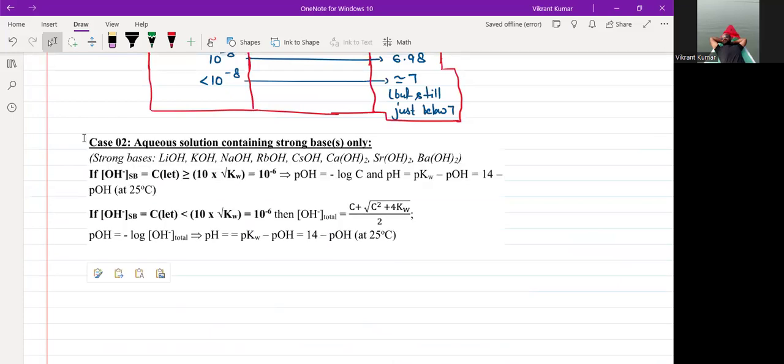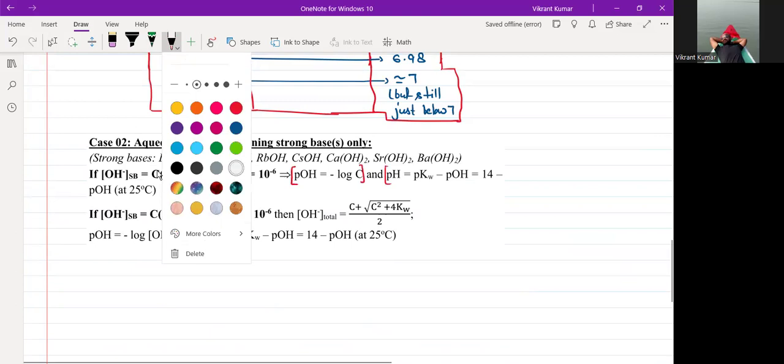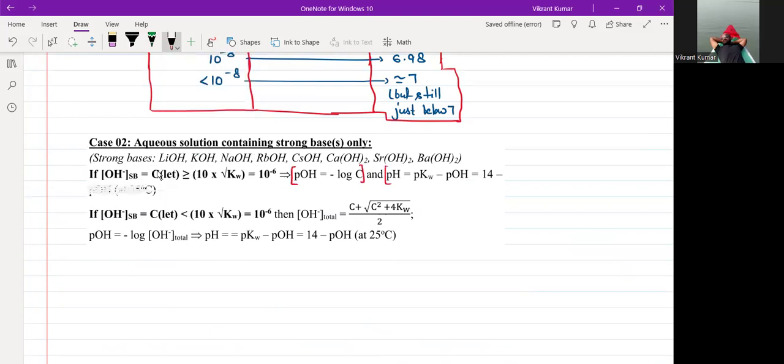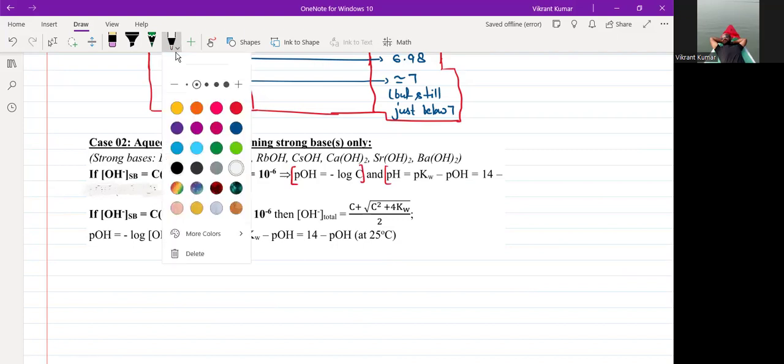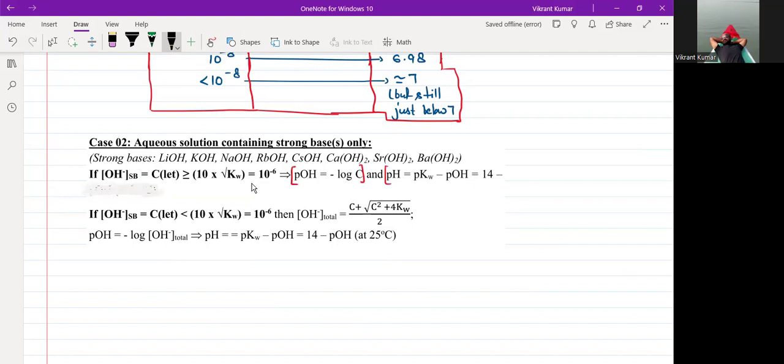So here also, if OH minus from the strong base is C, again we will compare it with 10⁻⁶. If it is coming greater than that, we can directly write pOH will become minus log of C, and pH will be pKw minus pOH. If it is talking about 25 degrees C, we can directly write it will be 14 minus pOH at 25 degrees C. Okay, this is one part.